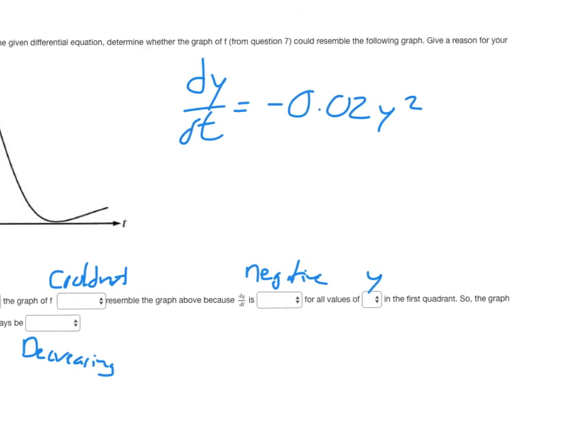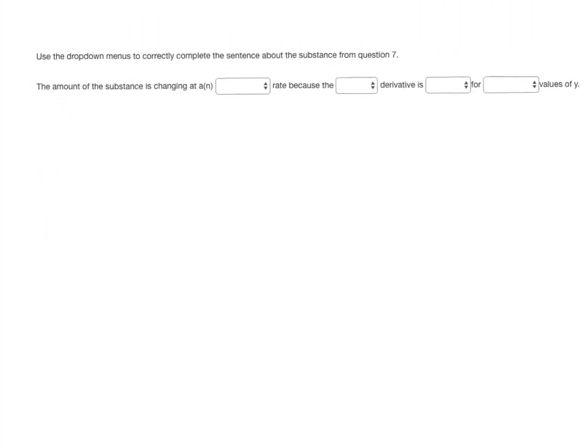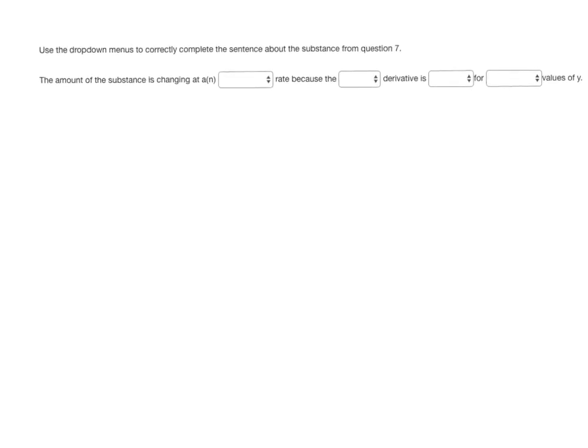Okay. Last question. So this is the one that I think many of us had the most difficult time with, and I really think it's just reading this carefully that is so important for this one. So the amount of substance is changing at an increasing or decreasing rate. So we're not saying is the function increasing or decreasing. We're saying is the amount it's changing at. It's changing at an increasing rate. Not the function is increasing, not the function is decreasing, but its rate is increasing or decreasing.